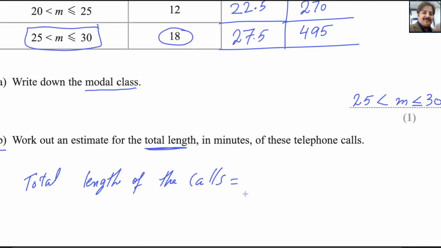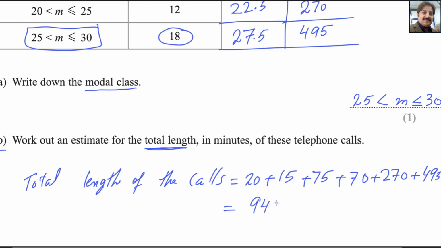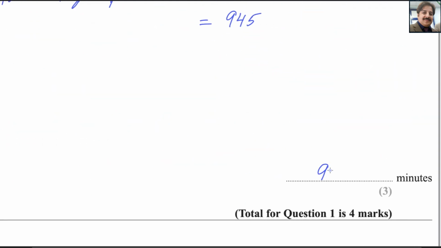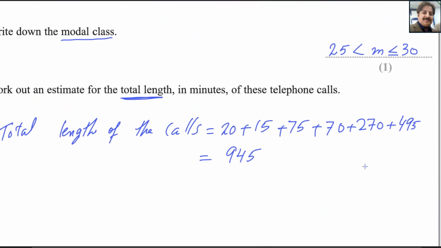20 plus 15 plus 75 plus 70 plus 270 plus 495. The answer will be 945. So this 945 you can write in the given space. So total minutes will be 945 minutes. Hopefully you understand this question.